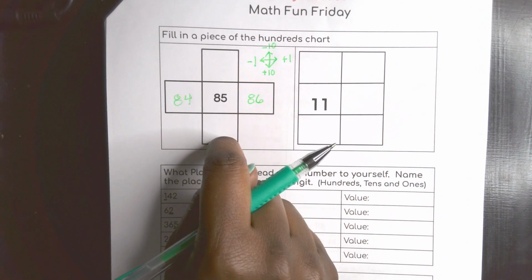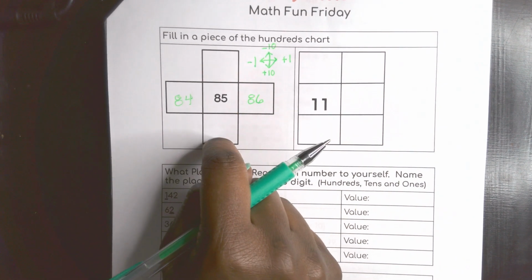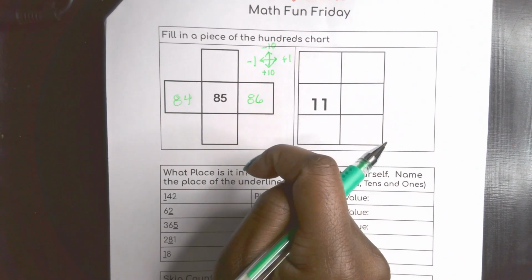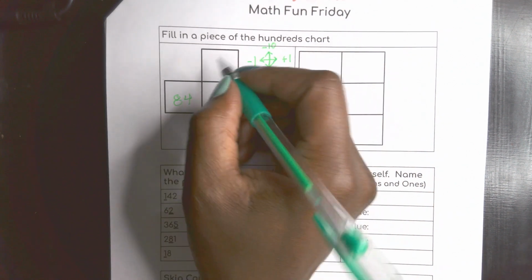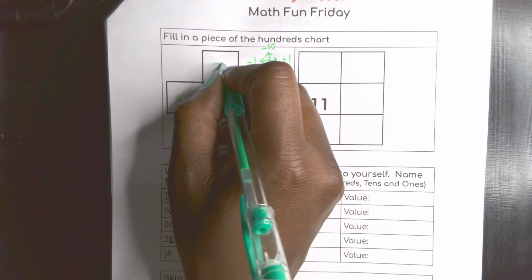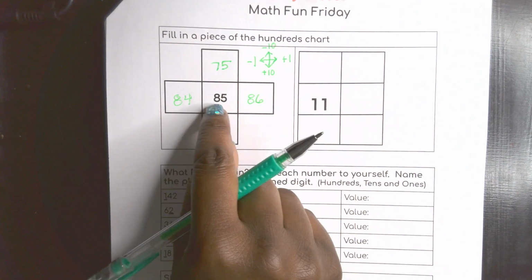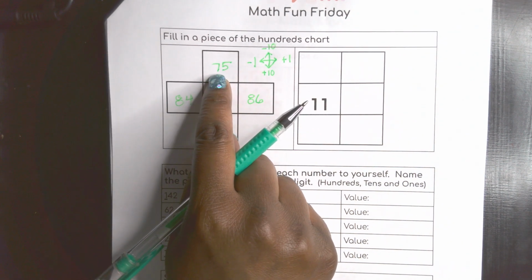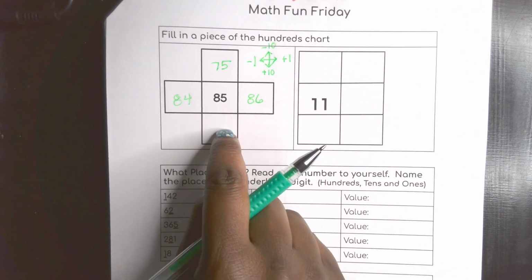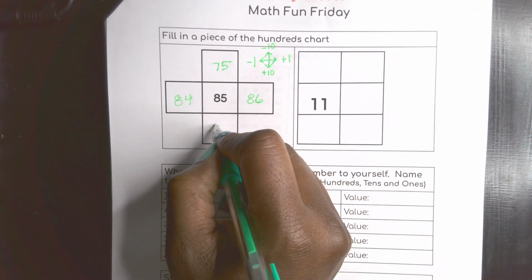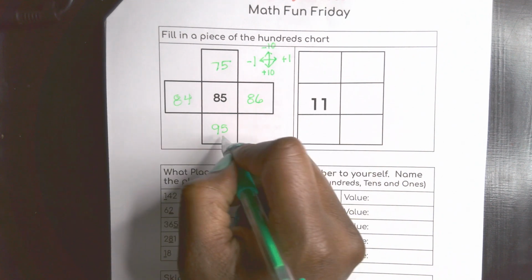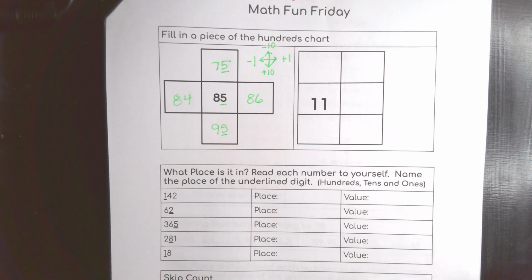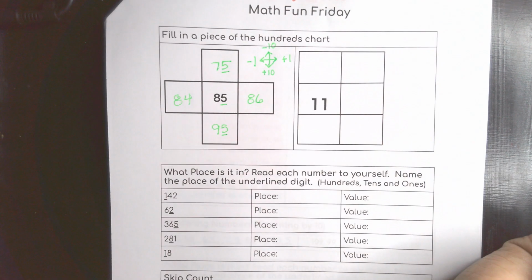Now I'm going up and down. Up, subtract 10; down, add 10. Up, 75. See, because I have 80, if I subtract 10, I would be at 70. Add 10, 95. Notice my ones place stays the same. It's my tens place that changes.